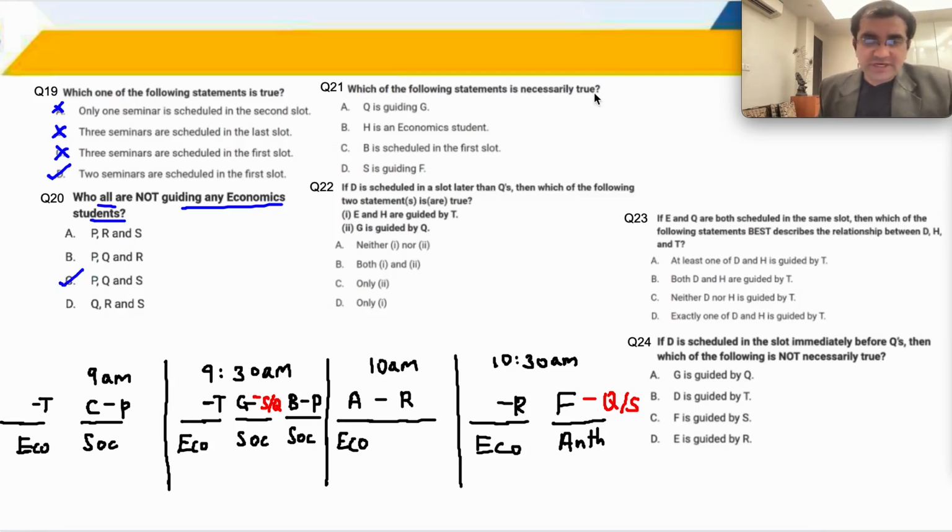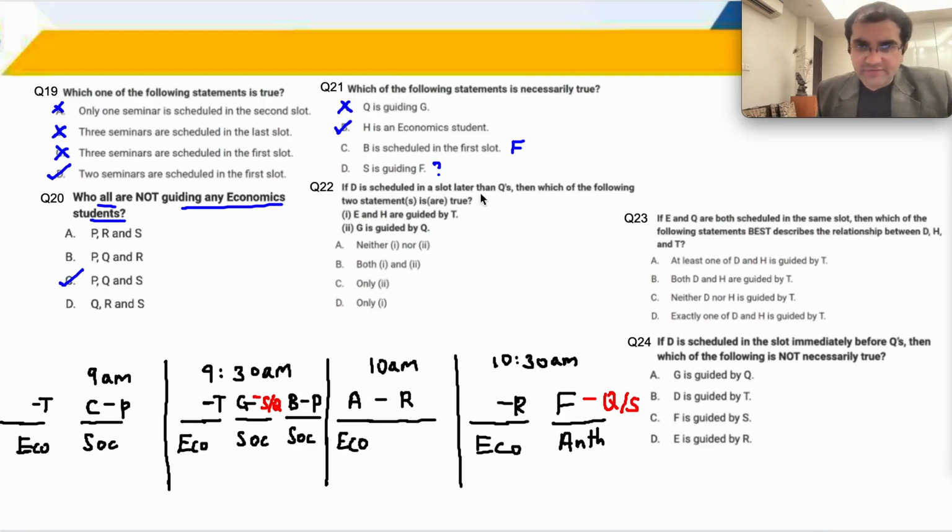Which of the following statements is necessarily true? We can't say anything about Q. H has not been filled. But where can H come? H can come here as economics, or here as economics, or here as economics. So H has to be an economics student for sure. B is scheduled in the first slot. This is false. S is guiding F. We are not sure. So the B part is the right answer.